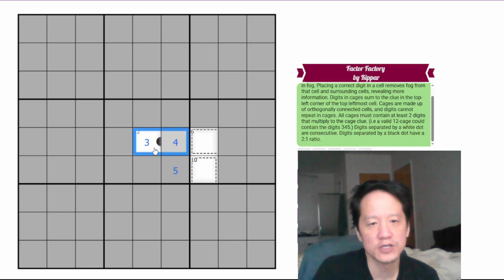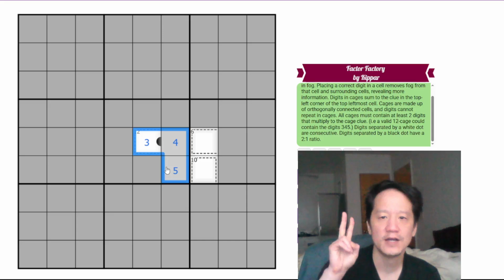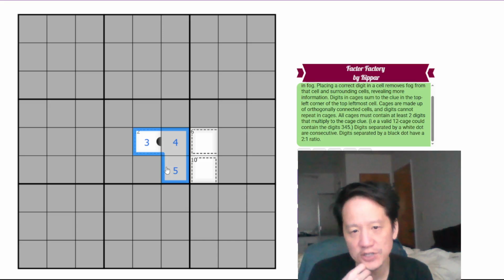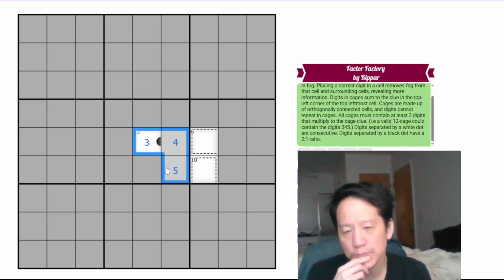And that's typical killer cage Sudoku. The difference is that in the cage, you must have at least 2 digits that multiply to the cage clue. That's the only difference from normal killer cage Sudoku.